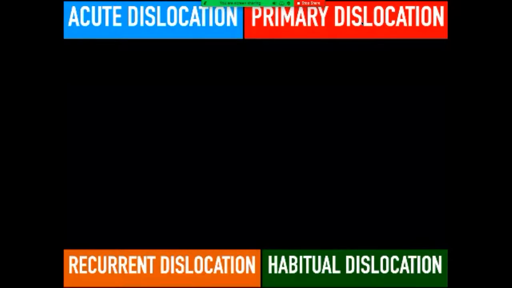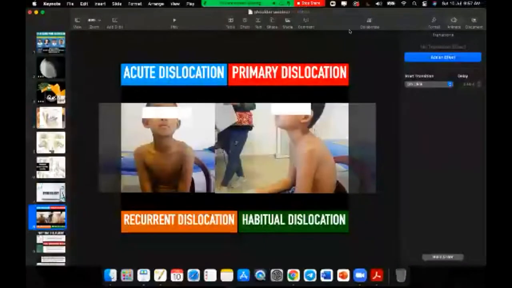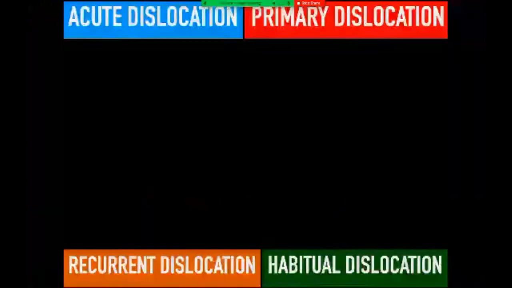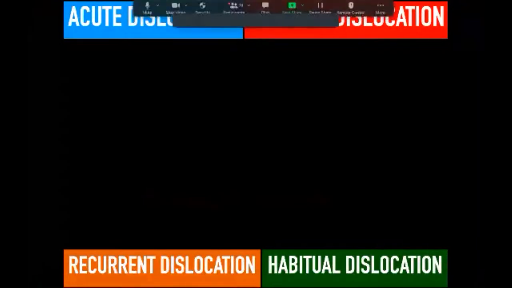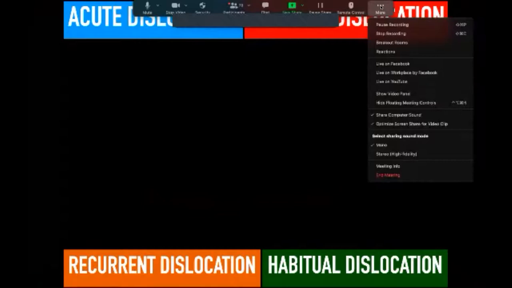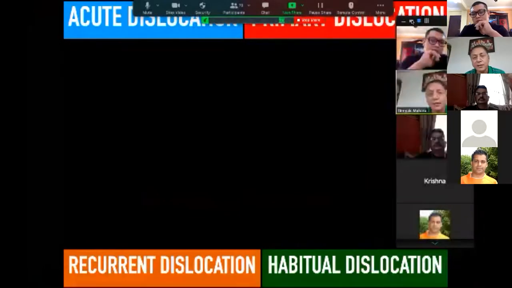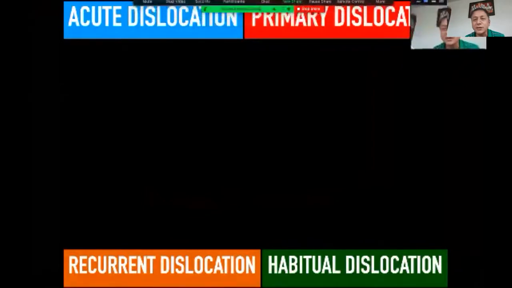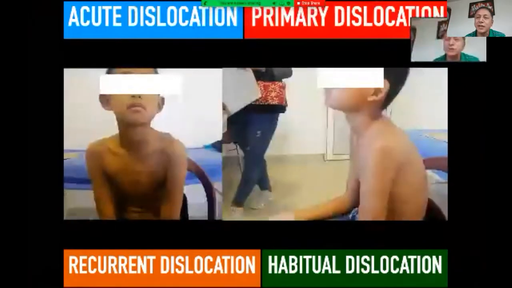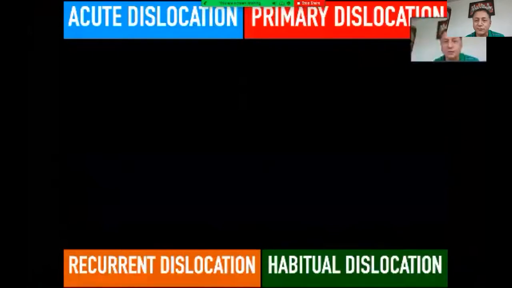Okay, acute dislocation means it happens acutely, it's not a subluxation, the head comes totally out of the socket. That can happen for the first time, or it can also happen in recurrent dislocations. In recurrent dislocation, if the head comes totally out of the socket, that is also considered an acute dislocation. Primary dislocation is certainly a person having dislocated the shoulder for the first time. So it's a first dislocation.